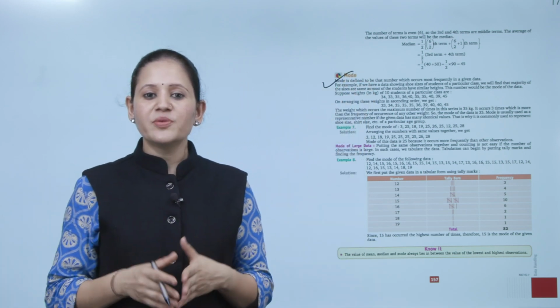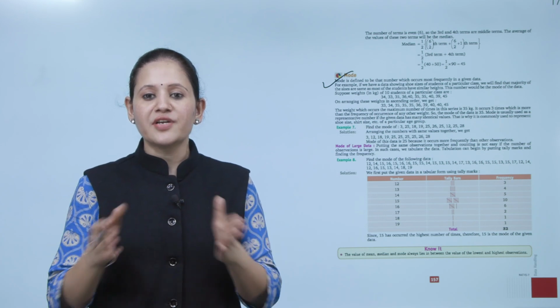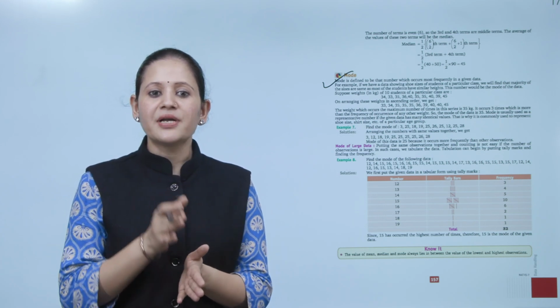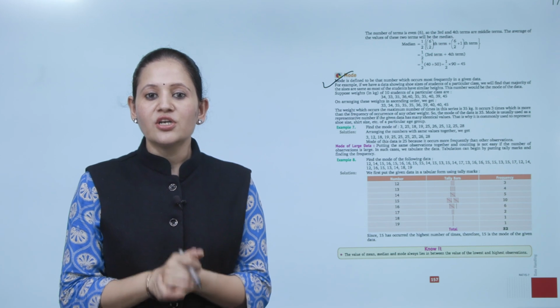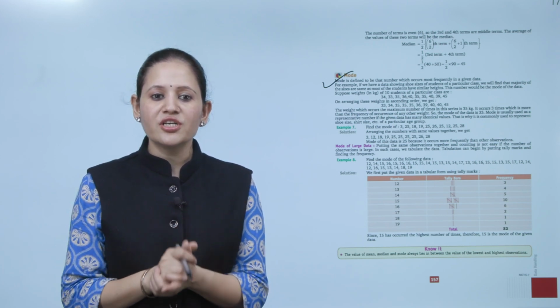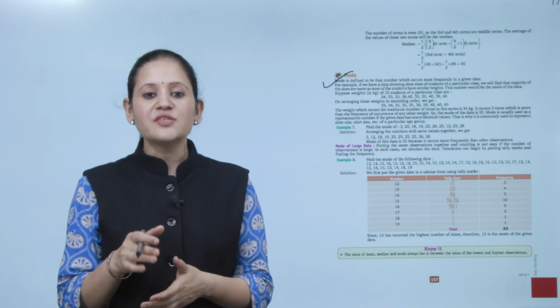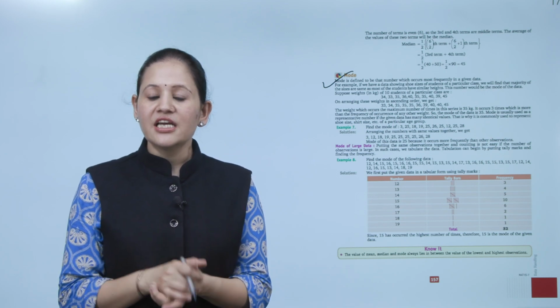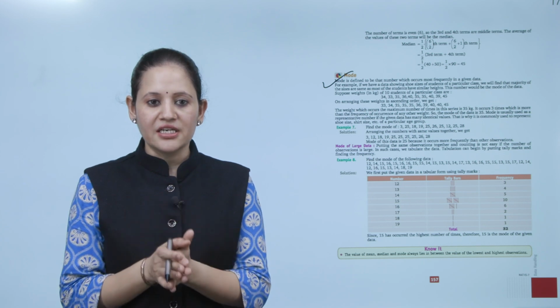Mode is defined to be the number which occurs most frequently in the given data. For example, if we have data showing the shoe sizes of the students of a particular class, we will find the majority of the sizes are the same, as most of the students have similar height. This number would be the mode of the data.